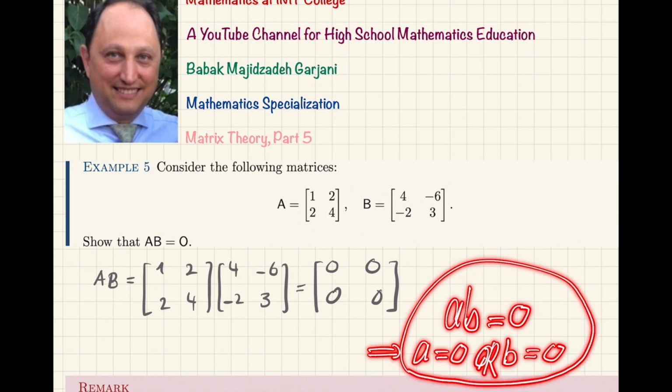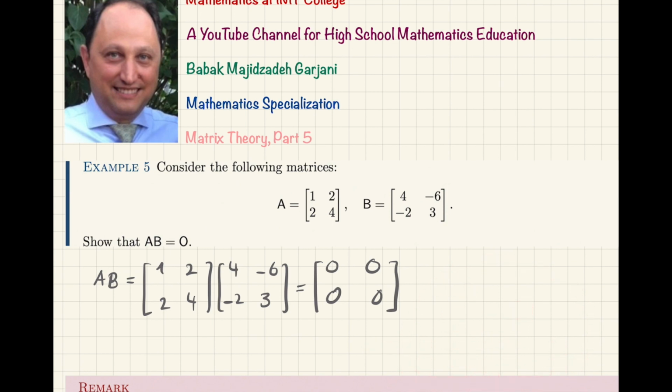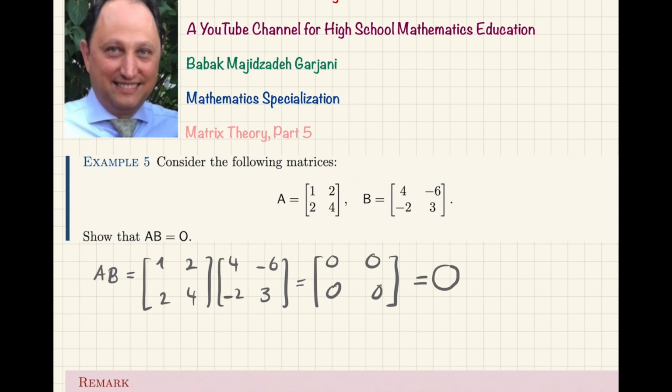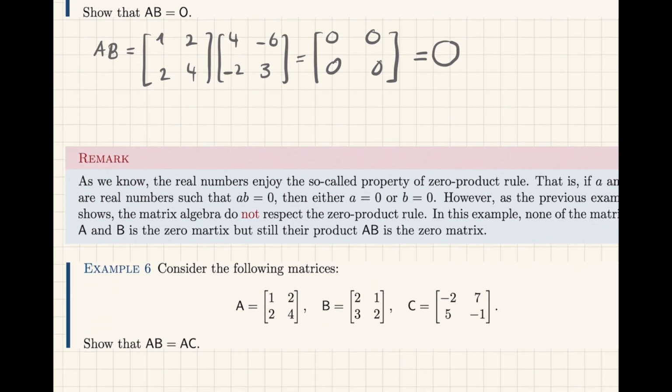So this tells you that don't expect that the zero product rule works for matrices. Here, I have two matrices, none of them is equal to 0, but the product is the 0 matrix. Okay? So that is the second main difference between algebra of numbers and algebra of matrices. You need to pay attention to these details.